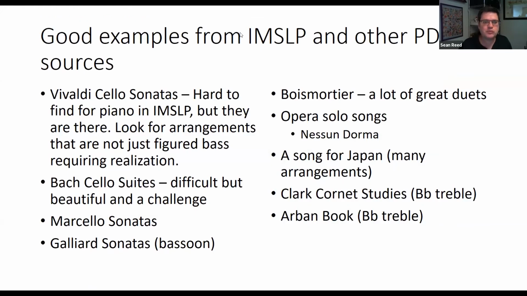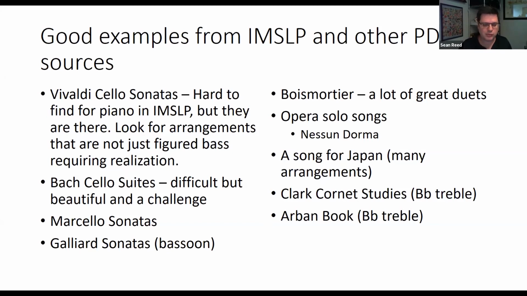If you go into IMSLP and you look under cello, for example, you can find a million pieces. There are so many great Baroque pieces for cello. You've got to look hard. Like you'll find figured bass that's not realized and all kinds of stuff. But if you keep looking, you'll probably find a version of the Vivaldi cello sonatas for cello and piano. I mean, I did, so eventually you will. The Bach cello suites, download these right away. The Bach six suites for unaccompanied cello. So many people who play different instruments play these pieces. They're practical on euphonium. They actually work on euphonium.